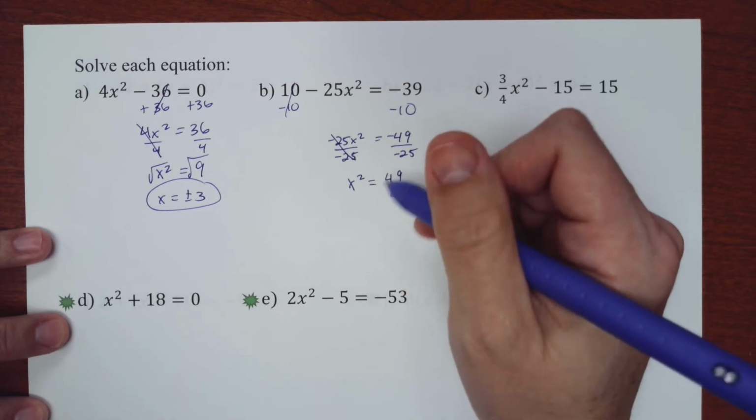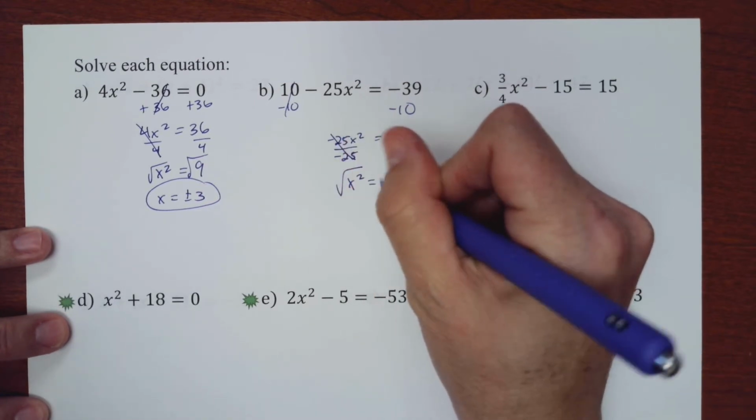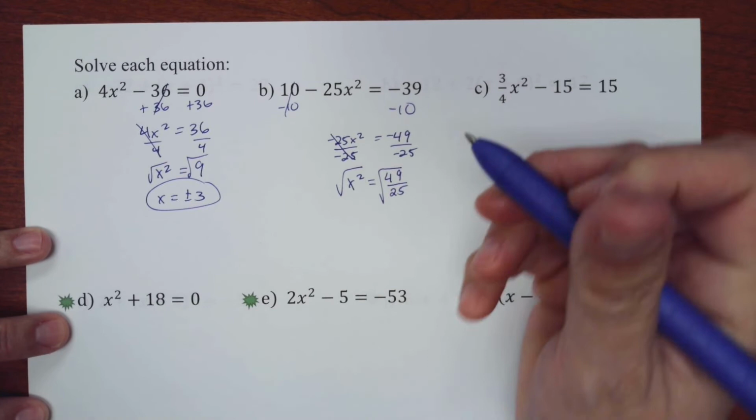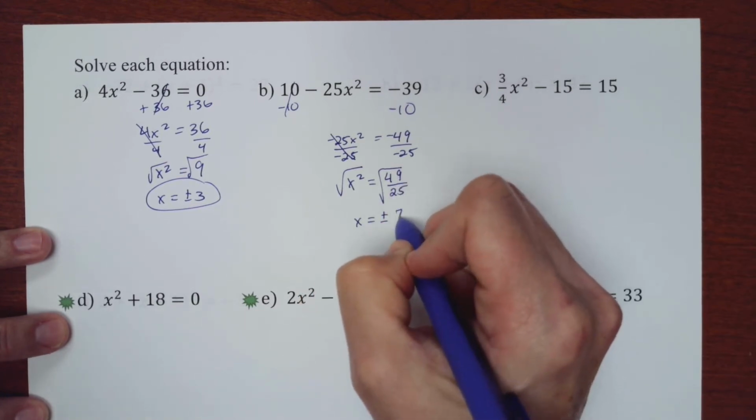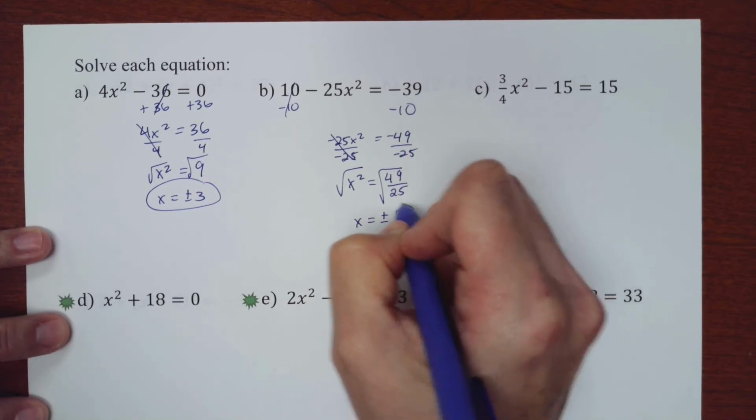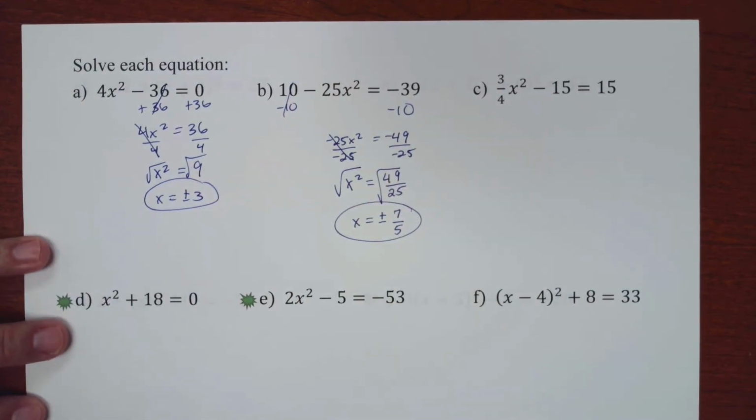We have to take the square root. So when I take the square root, oh, well that's good. I know the square root of both of these numbers. So I'm just going to say x equals plus or minus. Square root of 49 is 7. Square root of 25 is 5. So plus or minus 7/5.